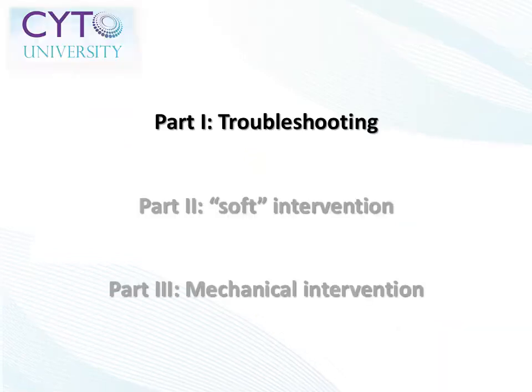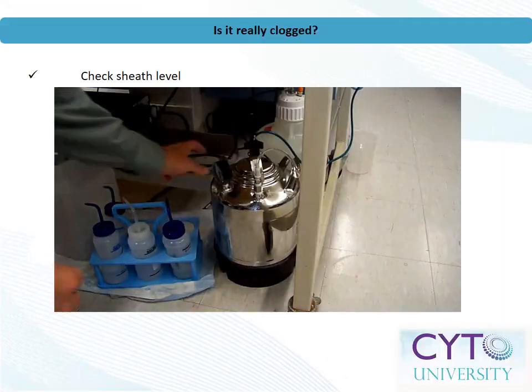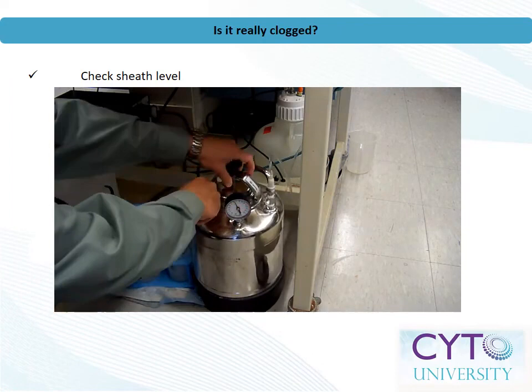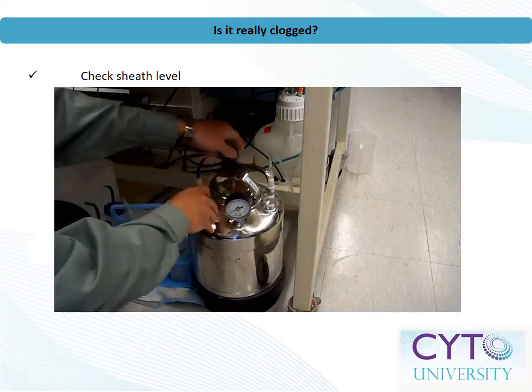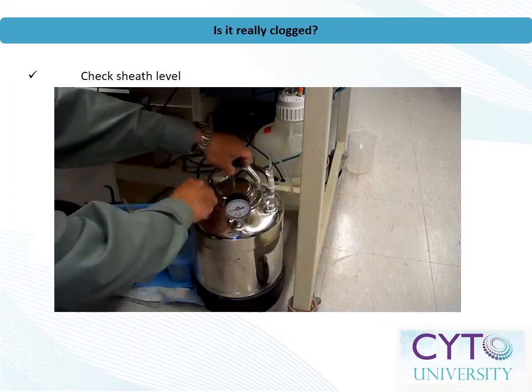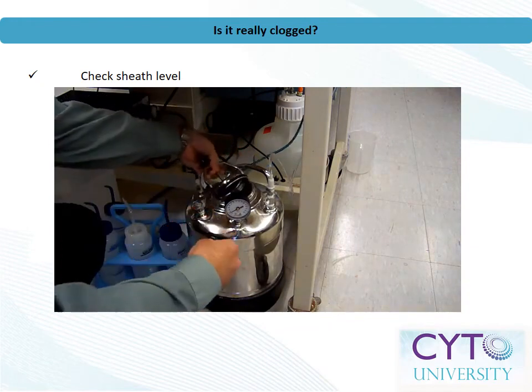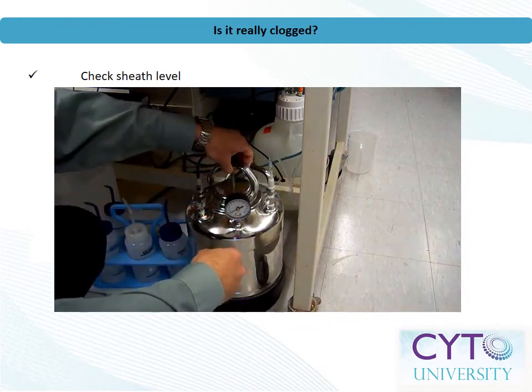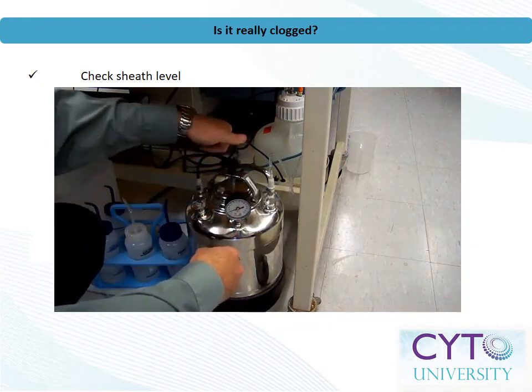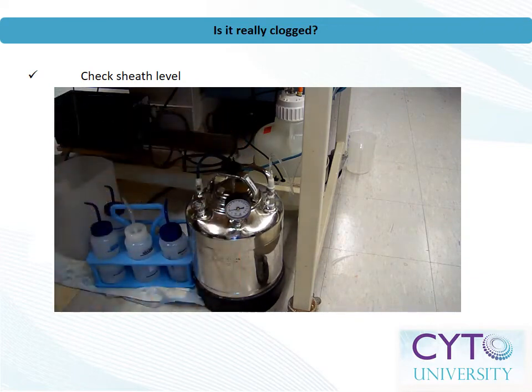Part 1. Basic Troubleshooting. To begin, the first thing to ask when presented with a loss of events on screen is, do I have a clog, or is there some other problem with the instrument? The easiest solutions are sometimes the right solutions. On the other hand, if you can see particulates or debris in your samples, you likely clog the cytometer. But first, let's check the sheath fluid level to be sure there is enough.